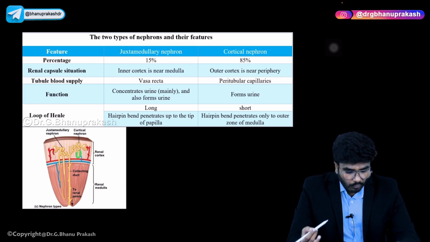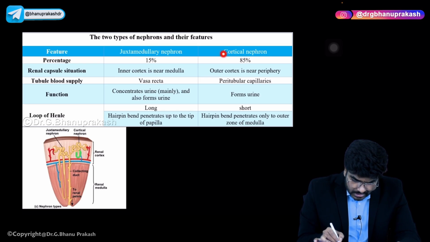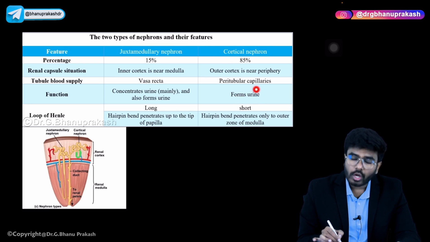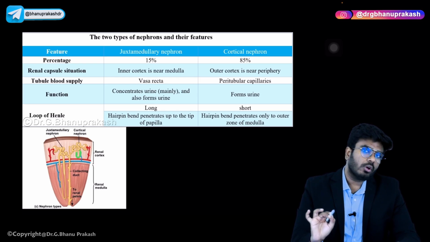Now, what is the importance of these cortical and juxtamedullary nephrons? See, the cortical nephrons help in the formation of urine. Mainly, urine formation is done by cortical nephrons.